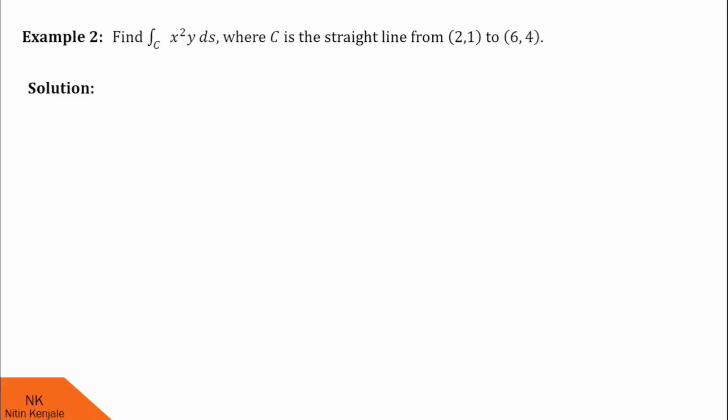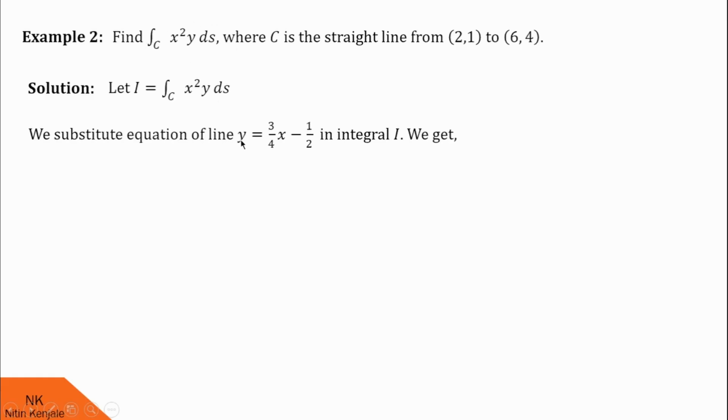Let us proceed. And now we label this integral as I. Next we substitute equation of the line that we have just found, which is y is equal to 3 by 4 x minus half, in this integral I. We get I is equal to integration of x square into (3 by 4 x minus half) ds along c.